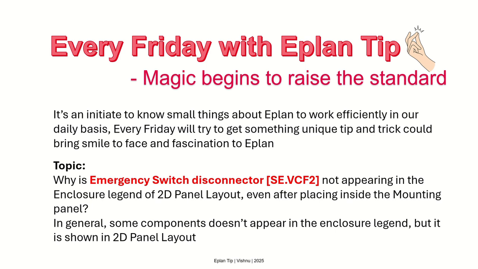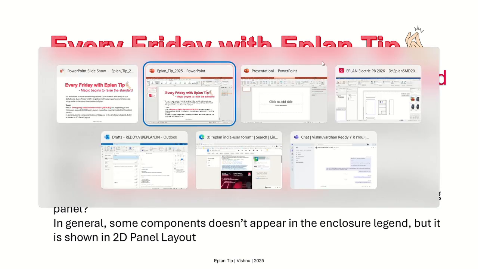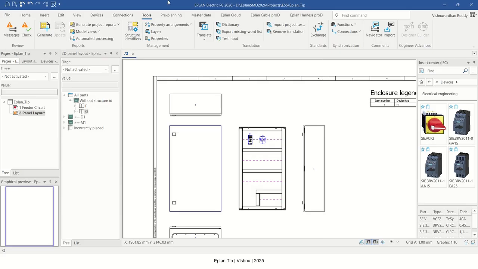I found that when you're working on a 2D panel layout, there are some components that, even after placing on the panel layout, don't appear on the enclosure legend. Especially I found that this particular part number, Schneider Electric's VCF2, the switch disconnector, was not appearing. Let us see why it is not appearing, so we also get an idea why.